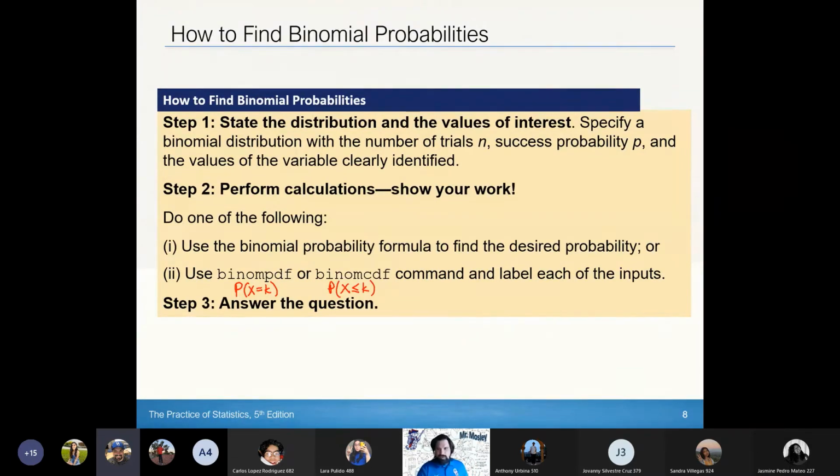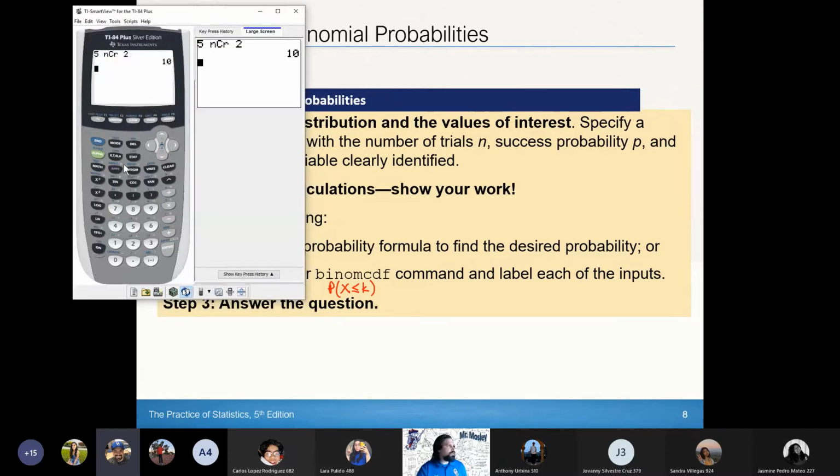In your graphing calculator, these can be found if you go to second and vars. Right above vars it says distributions. Go here. It's a little bit faster if you click up. You'll see binom PDF, binom CDF. Up here is option A and B.